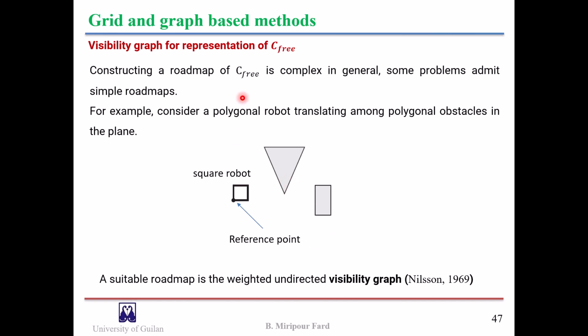Constructing a roadmap of C-free is complex in general. Some problems admit simple roadmaps. For example, consider a polygonal robot translating among polygonal obstacles in the plane. A suitable roadmap is the weighted undirected visibility graph. So we can obtain a visibility graph for this problem, and then we can use it to obtain a shortest path between two configurations.